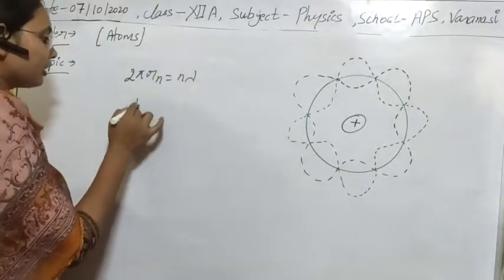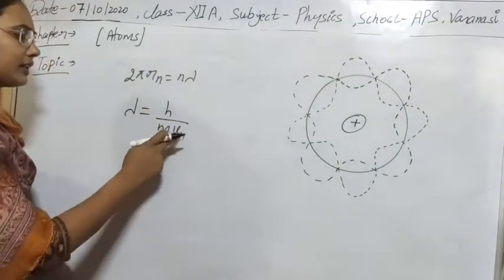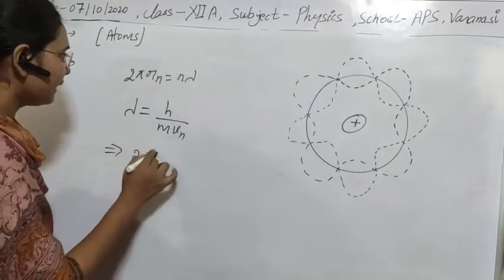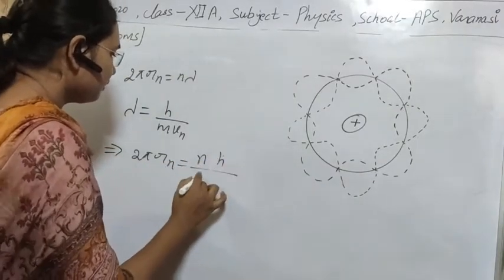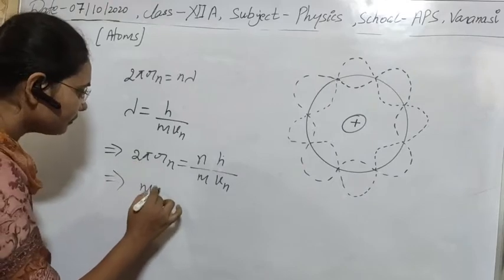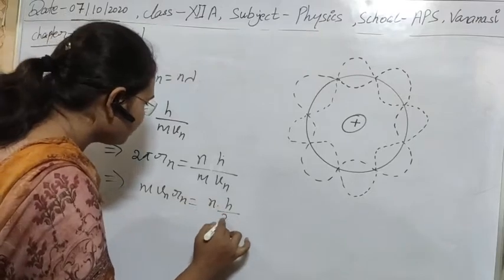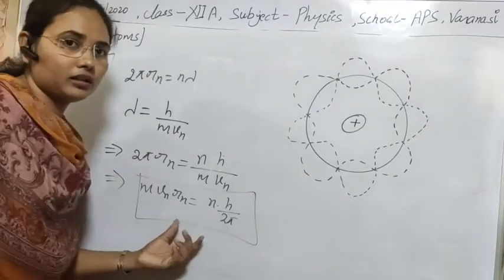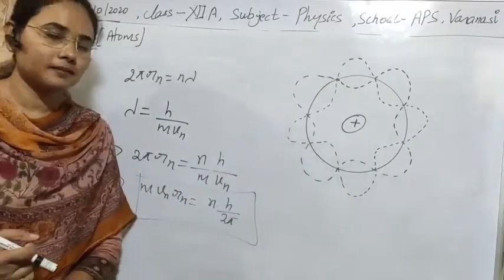As you know from the de Broglie concept, lambda equals h upon mv. Suppose this is the nth orbit with velocity vn, so 2 pi Rn equals n lambda, which is nh upon m vn. Rearranging, m vn Rn comes out to be n into h upon 2 pi. And this is Bohr's second postulate, which is the quantization of atomic orbits.